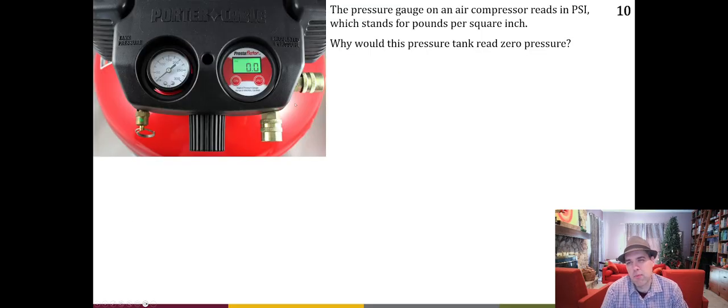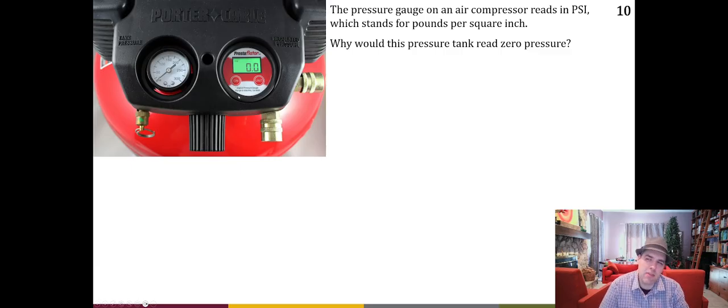Here I have a pressure tank, and on this pressure tank, it records a pressure of 0 psi. Now, psi stands for pounds per square inch, which is the imperial units we use in the United States. We're always going to use pascals in this class, but you may have heard psi. So this also records a pressure of 0 pascals.